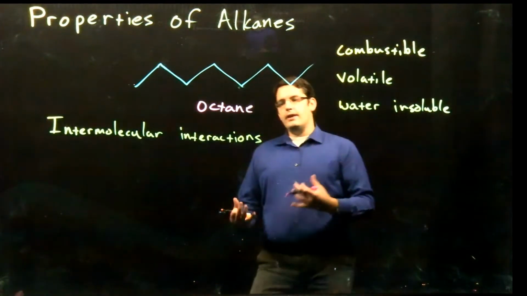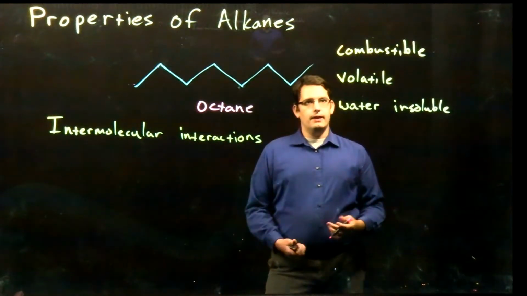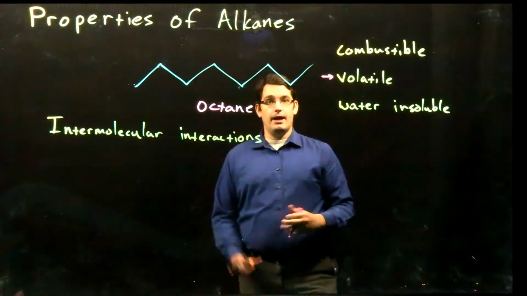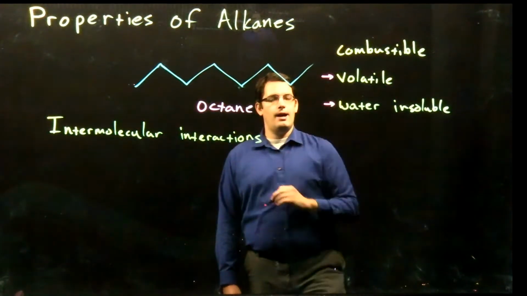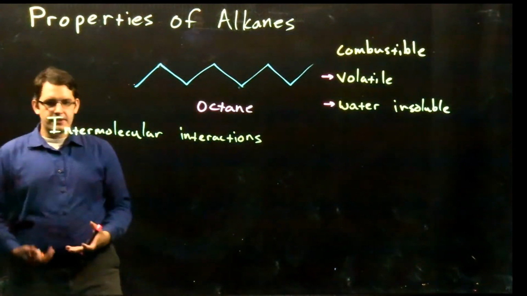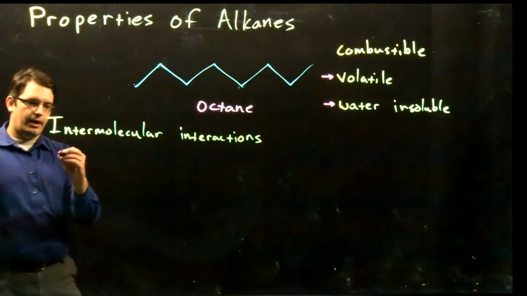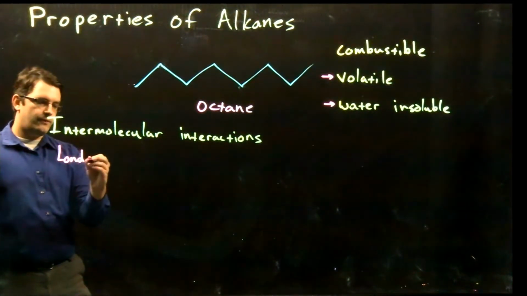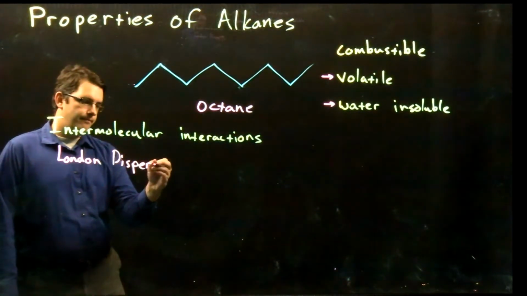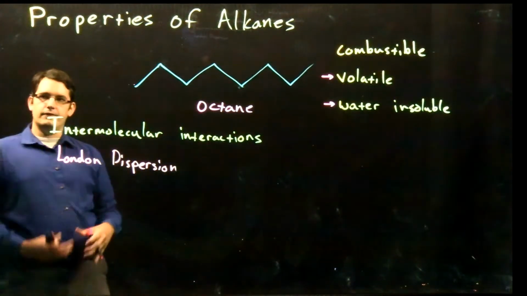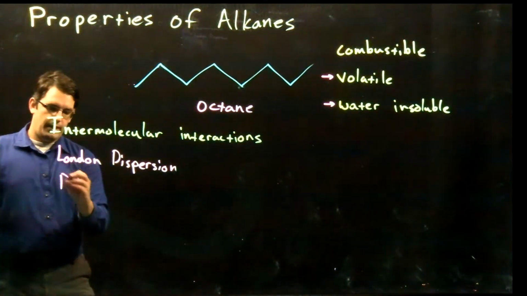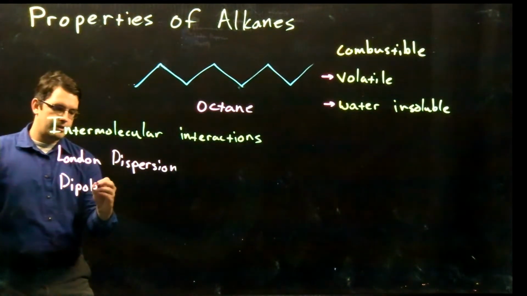So let's start out by looking at the intermolecular interactions of our alkanes. And these intermolecular interactions will be key for determining how volatile a compound is, and also how soluble it is in water. So going back to general chemistry, of course, our 4 key intermolecular interactions are London dispersion forces, also called van der Waals interactions. These are those temporary dipoles that are created by the random motion of our electrons. We have permanent dipole-dipole interactions.